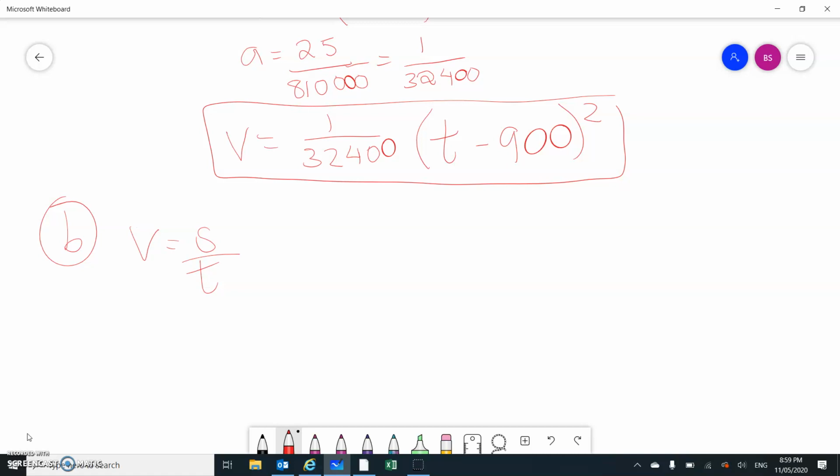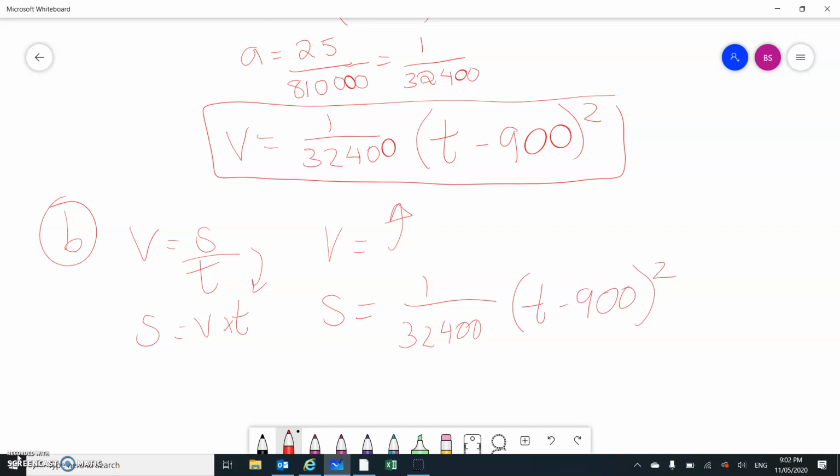So what do we have? We have the equation we've got above for velocity. Now we can actually write this as s equals v times t. I'm just rearranging that there. The actual answer to this is the same as what v is. So the actual answer is s equals 1 over 32,400 times (t minus 900), all that squared. That's the answer, because the question asks you to write an equation connecting s and t.